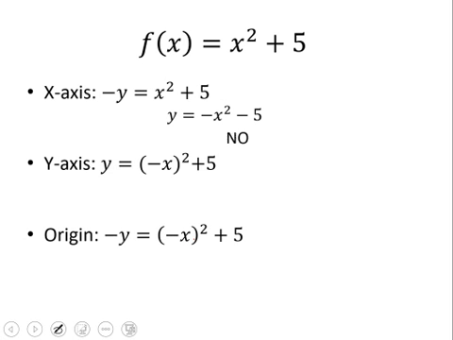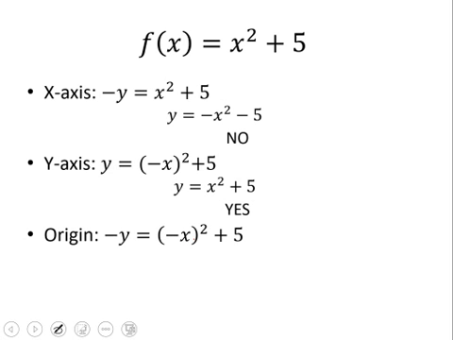Next step, we replace the x with a negative x. Now if we simplify this, y is equal to negative x, that whole thing squared plus 5. Negative x squared is simplified down to x squared. That is back to the original, which means yes, it is a reflection around the y-axis.